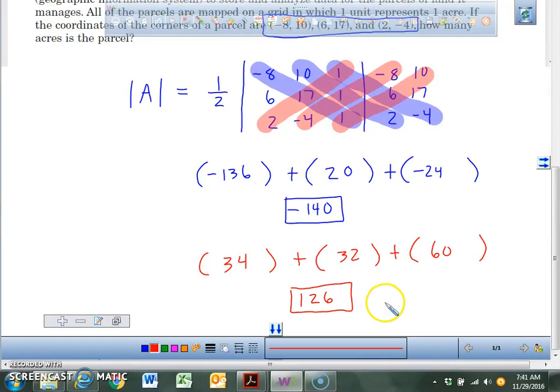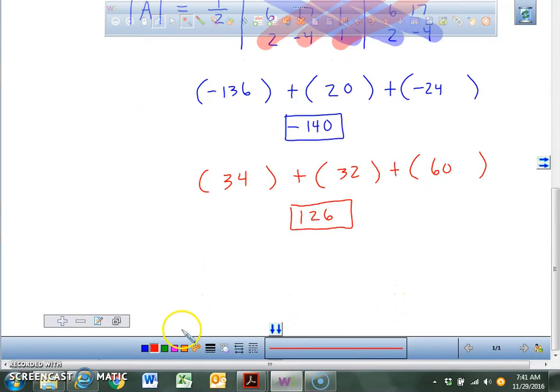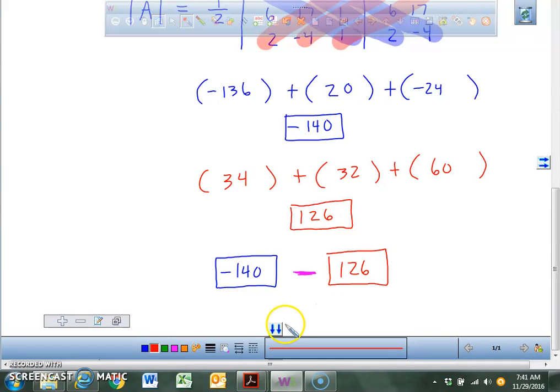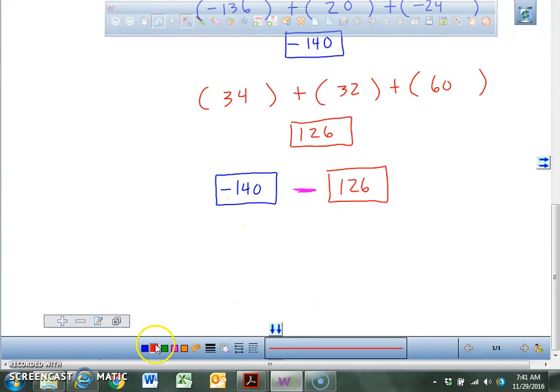126. Now this is where students kind of make a mistake. We have to take the first one and take away the sum of the second. So we take the first, -140, minus 126. And what does that give us? That gives us -266.